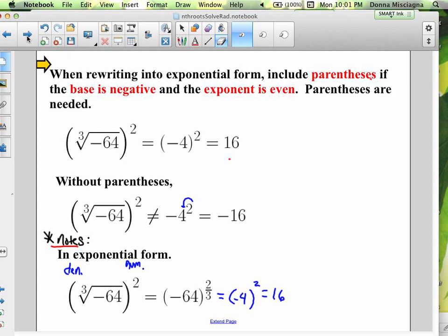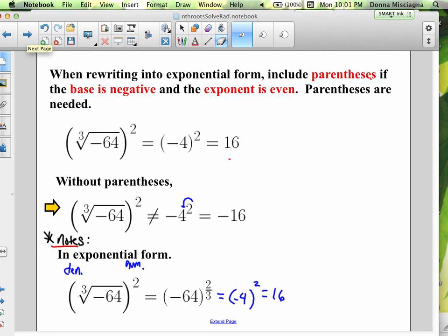When rewriting in exponential form, include parentheses if the base is negative and the exponent is even. Then parentheses are needed. Otherwise, you'll have the wrong sign. So if we have the cube root of negative 64 squared, when we take the cube root, make sure you use parentheses, because when we square that negative, it's going to become positive.